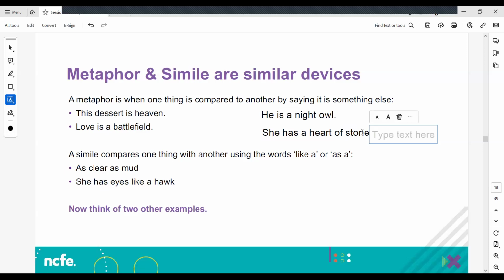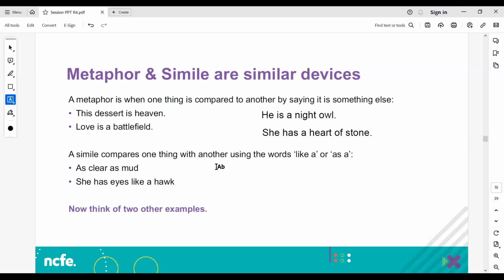Okay, so that's metaphor. We're describing something as something else. A simile compares one thing with another using the words like a or as a. So a metaphor says something is something else, whereas a simile compares it to something else and has those words like or as in the phrase or sentence.